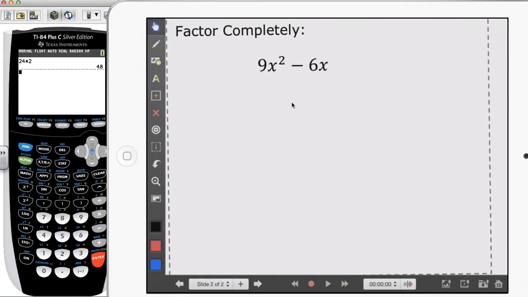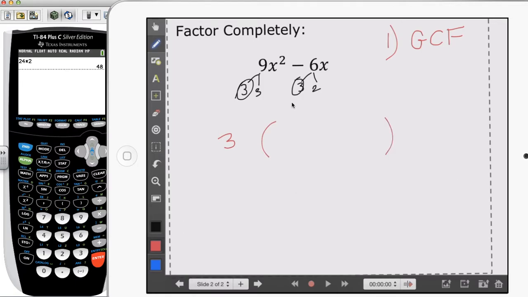How many terms do you see over here? 9x squared minus 6x. As you can see, I have two terms. Every single time I try to factor, you have to think of it that the first step is always going to be to find a greatest common factor. So let's look at them. Let's start with the numbers, 9 and 6. What's common between 9 and 6? 9 is 3 times 3. 6 is 3 times 2. So as you can see, there's a 3 in common. So I'm going to factor the 3 out.